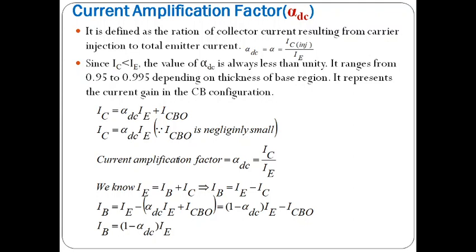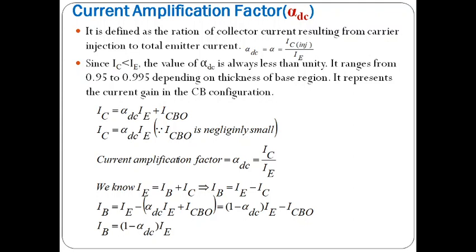The value of alpha DC, which is the current amplification factor, is always less than unity. Why? Because IE is more compared to IC, but it is always ranging from 0.95 to 0.995. We know the base current IB is very small, so IC is almost equal to IE. So this alpha varies from 0.95 to 0.995 depending on the thickness of the base region. That means the width of the base region.